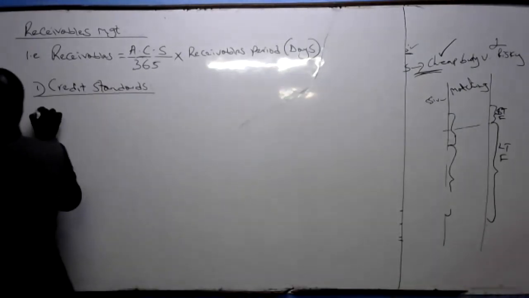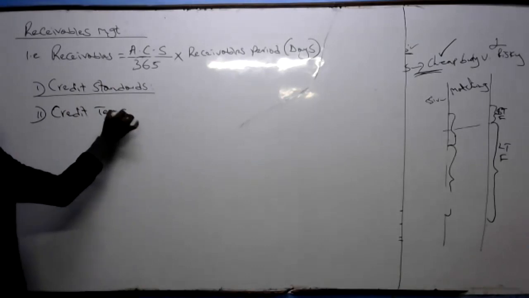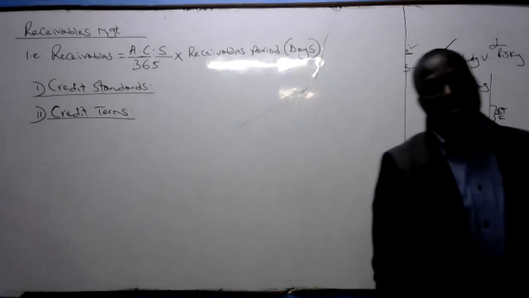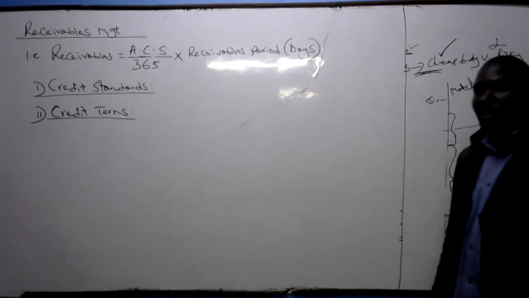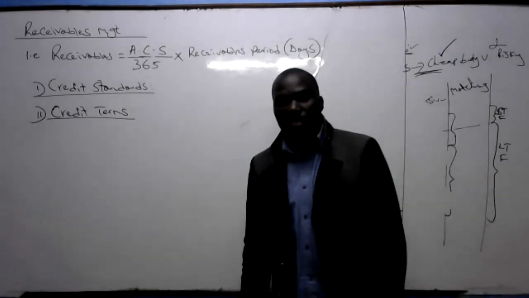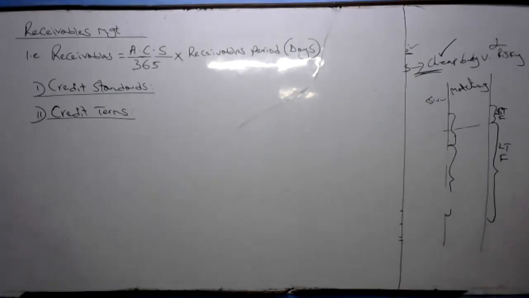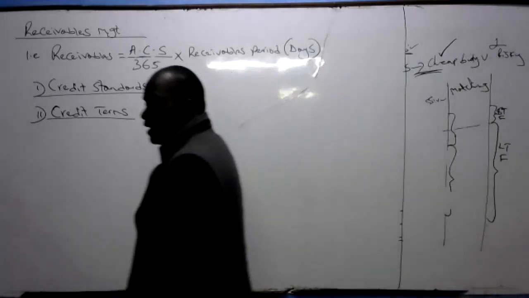Number two, credit terms. Then you say, it is the duration given to customers to pay their debts, and any cash discount, if provided.